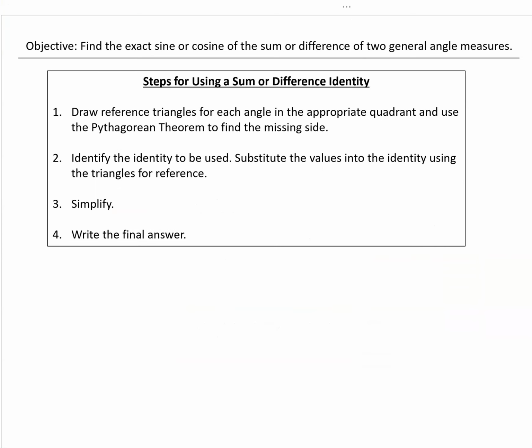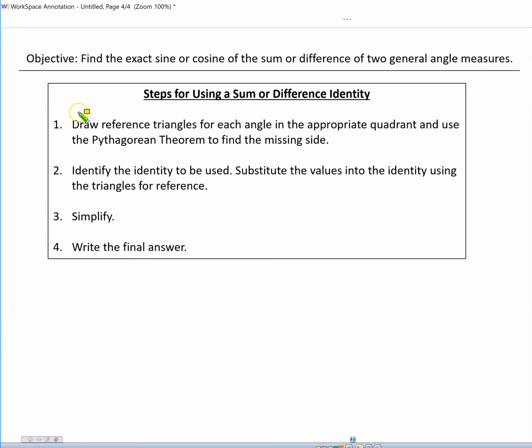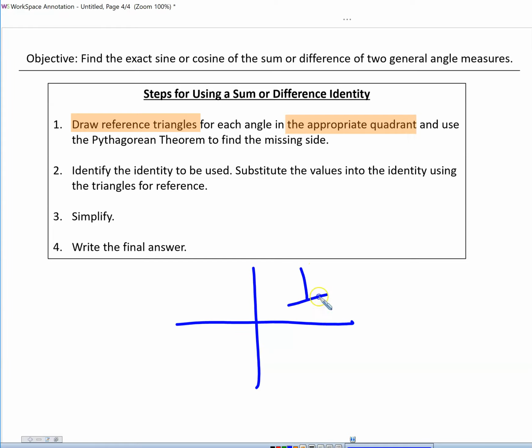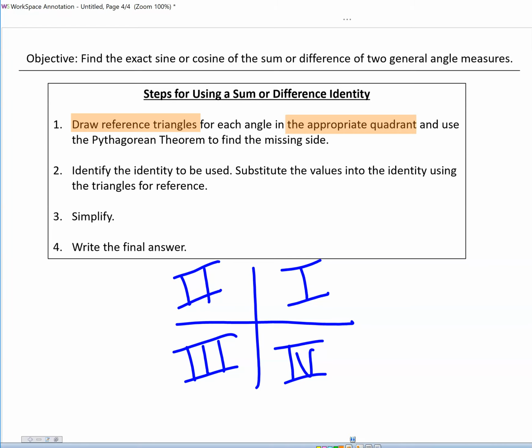So this is basically the strategy I'm going to use with you guys. We're going to draw reference triangles in the correct quadrant based on where the angle terminates: quadrant 1, 2, 3, or 4. And again, if you've forgotten, this is quadrant 1, quadrant 2, quadrant 3, quadrant 4. We'll be given a sine, cosine, or tangent ratio, so we can put those two values into our triangle, and then we'll use our Pythagorean theorem to find the third side of our right triangle.